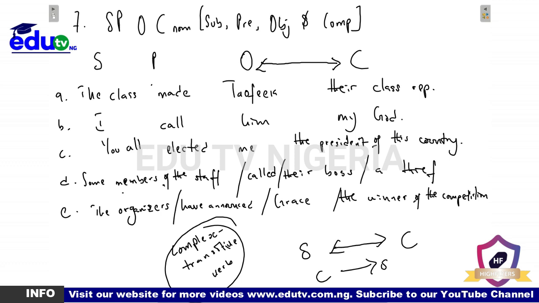Do you understand? So look at the first sentence. The class made Taufik their class rep. Now, is it the class that is the class rep? No. So that's why the subject here and the complement here do not have an intensive relationship. Rather, it's the object plus the complement that have the intensive relationship. So Taufik is the same as the class rep, am I right? And the class rep is the same as Taufik.